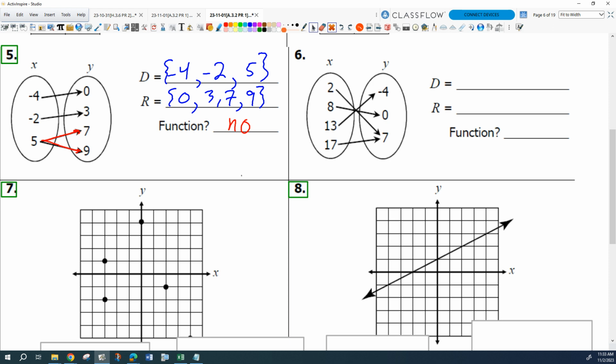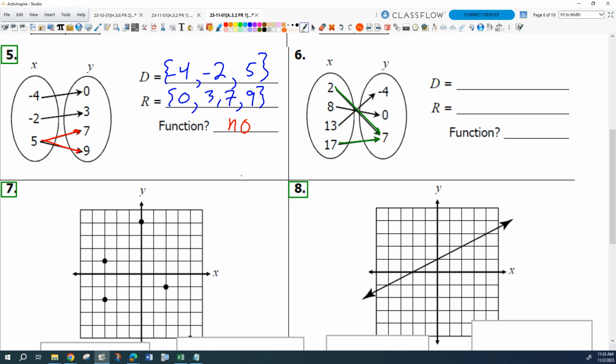How about number 6? We don't even worry about the domain and the range. Is it a function? It is. We can tell right away. How can you tell immediately that it is a function? Each number has only 1 output. Yeah, there's only 1 arrow leaving each input. Over here we had 2 arrows leaving one of the inputs, which was a problem. And probably some people looked at this and had to think a little bit.